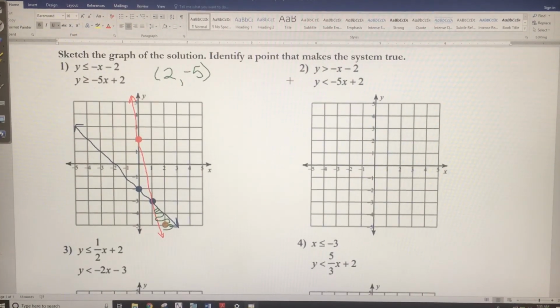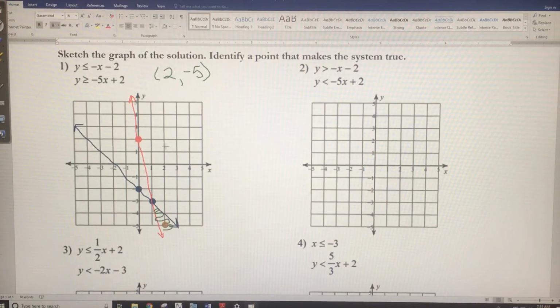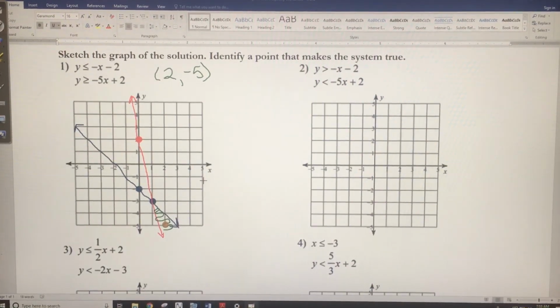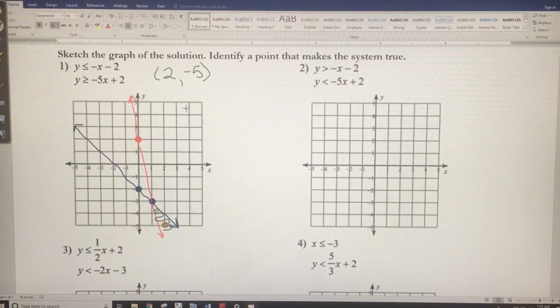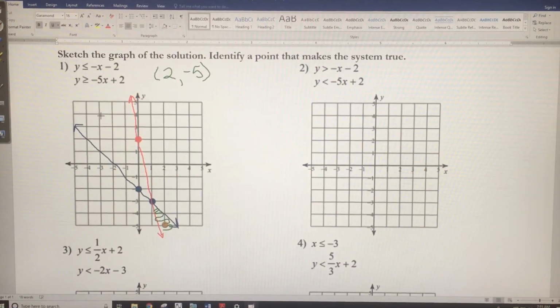So good luck with this. Watch the video as many times as you need to, of course, and if you're in class, ask any questions, but those are the things you need to use whenever making your graphs for systems of inequalities.